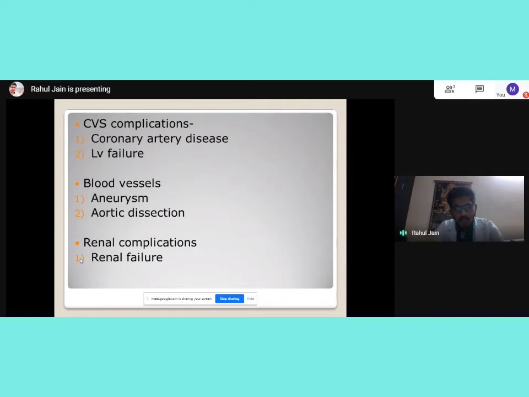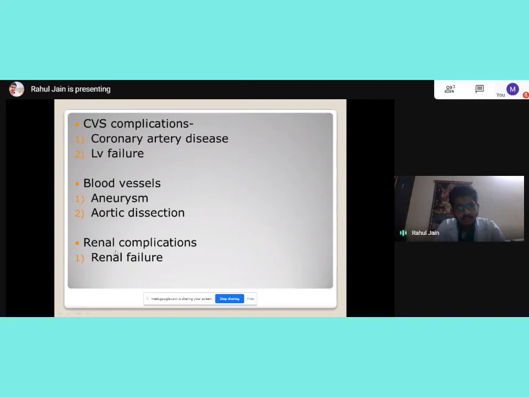Then coming to blood vessels again. Aneurysm is dilatation of the blood vessel wall. Again, it's due to the repeated trauma from the hypertension causing dilatation of the blood vessel wall. And aortic dissection is the splitting of the vessel wall, basically making it double barrel. So there will be two lumens existing, and it is a very dangerous condition and should be taken care of immediately if detected.